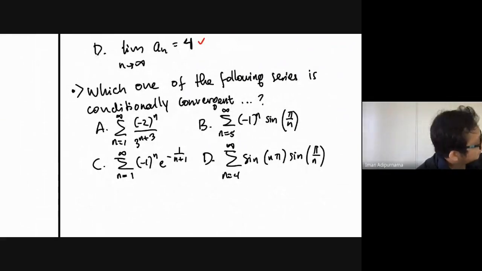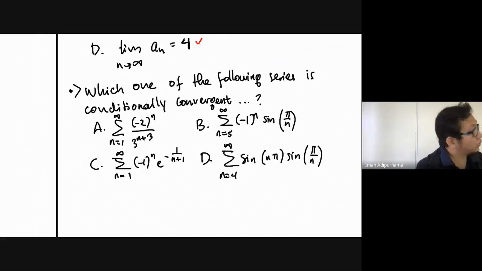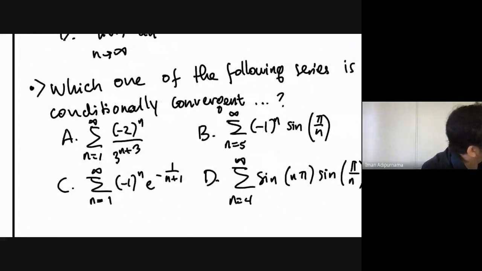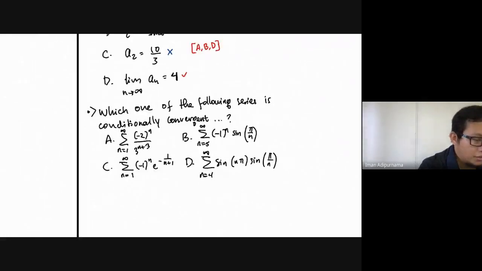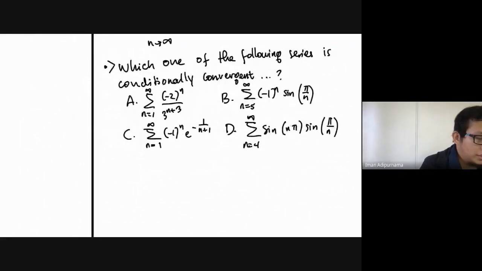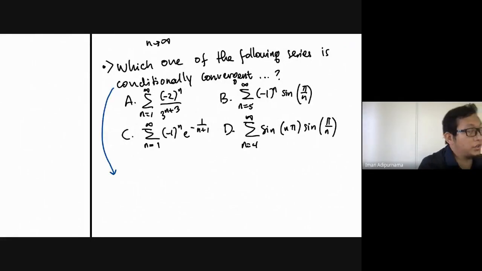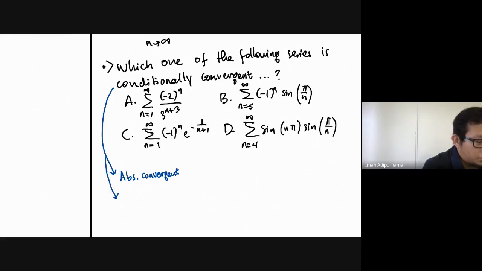Okay. The next question: which one of the following is conditionally convergent? First of all, you need to differentiate what is conditionally convergent. There is absolute convergence. Let me write here first. And there is conditionally convergent.